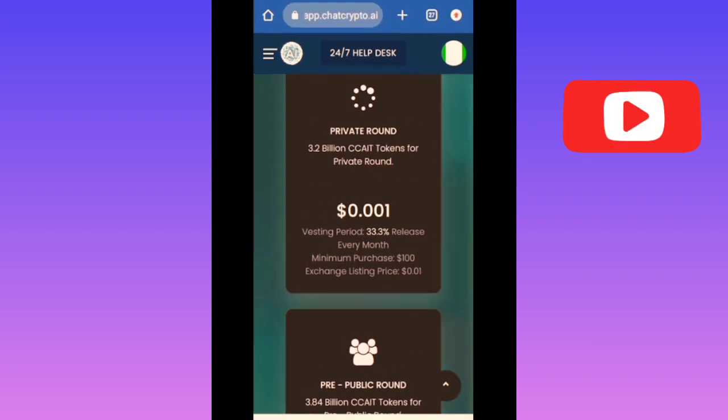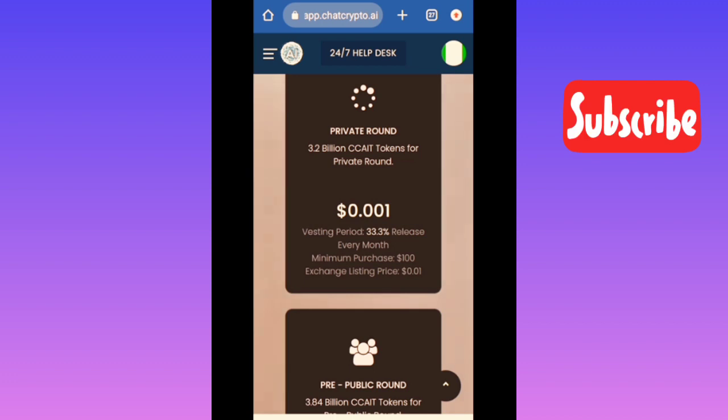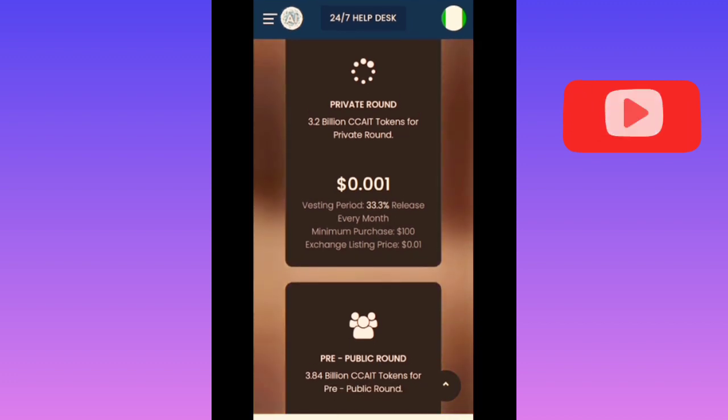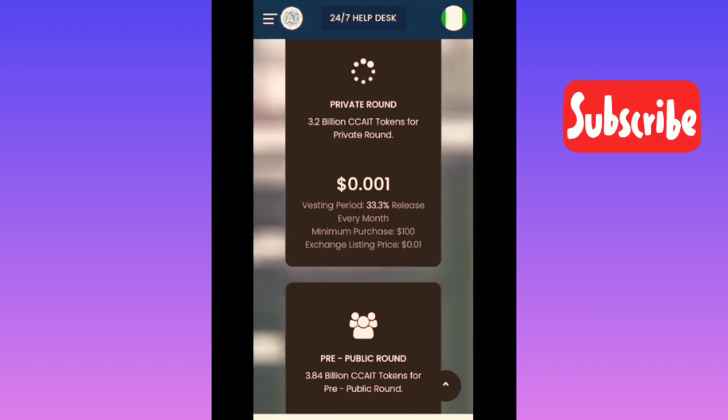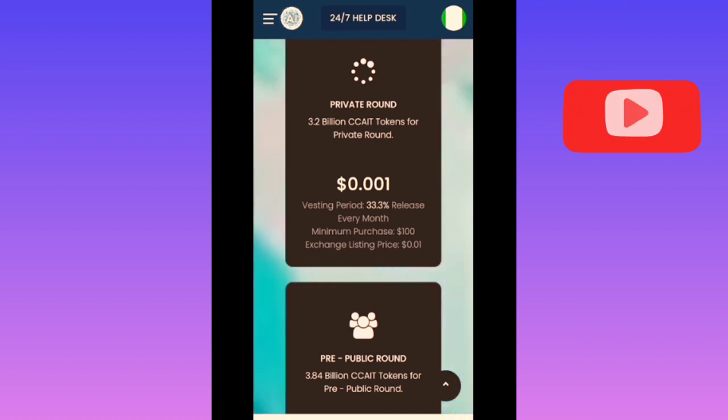Look at this. Private round, 32 billion CCC tokens. This one, we were going for 0.001, and 33.3% release every month.